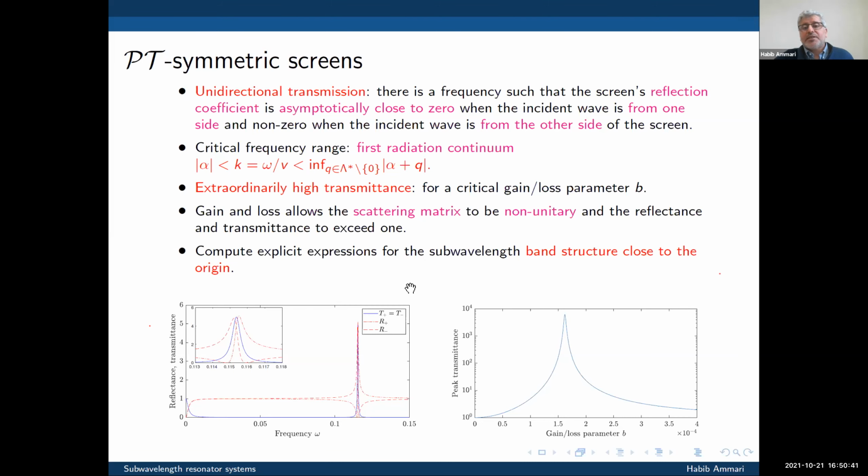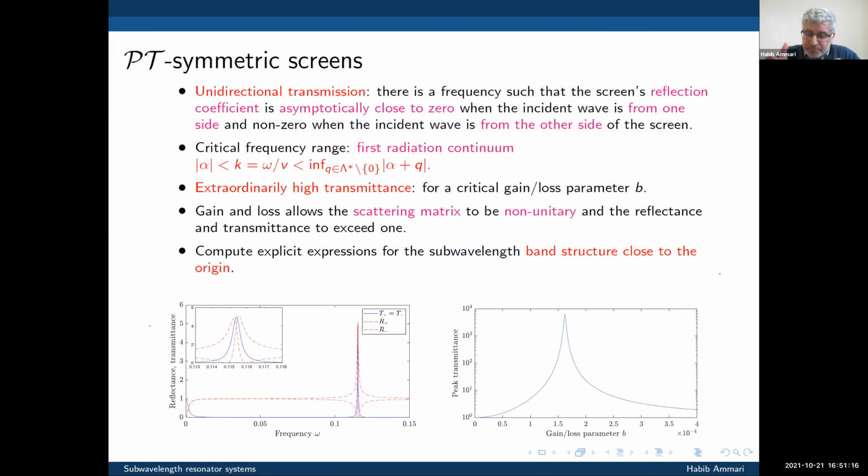Okay. Here everything is complex. So gain and loss allows the scattering matrix to be non-unitary, and the reflectance and the transmission to, of course, exceed 1. There is no conservation of energy. It's like the time modulated case. We have to put energy into the system. So there is no conservation because we are putting energy into this. Okay. So these results are based on this computation, which are explicit of the subwavelength band structure close to the origin in this, as I said, first radiation continuum.